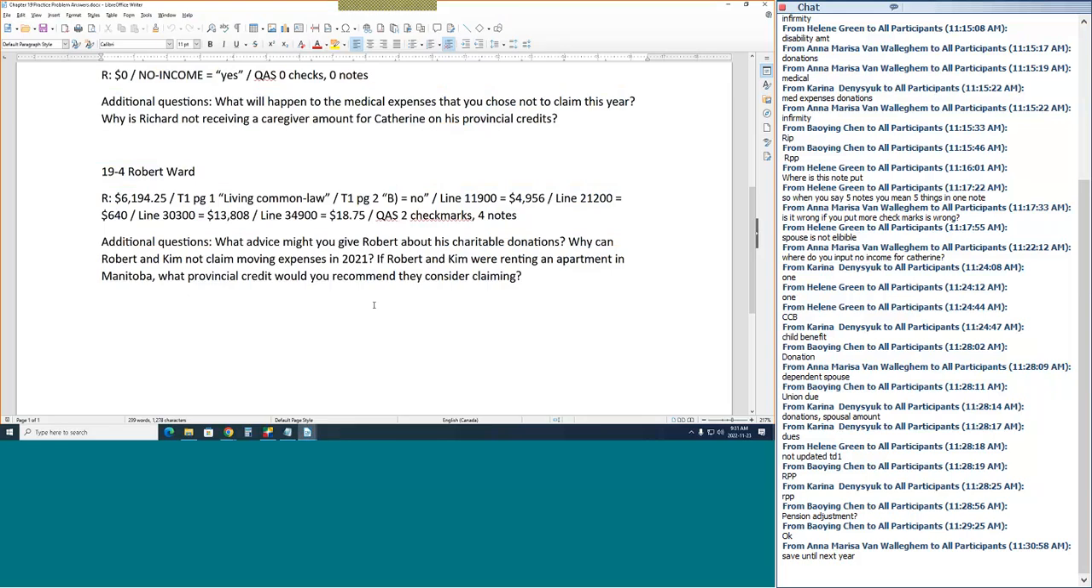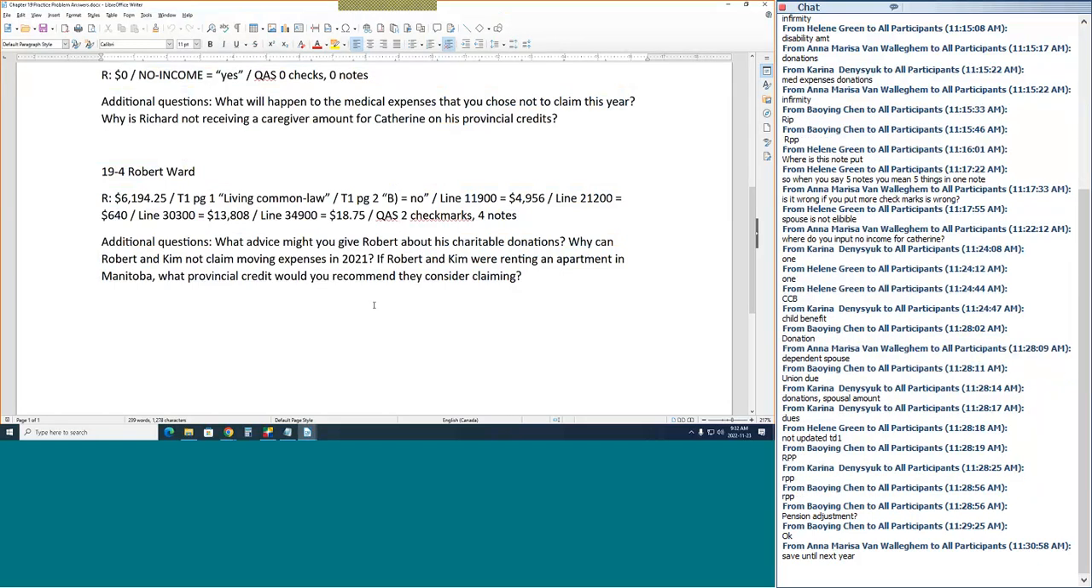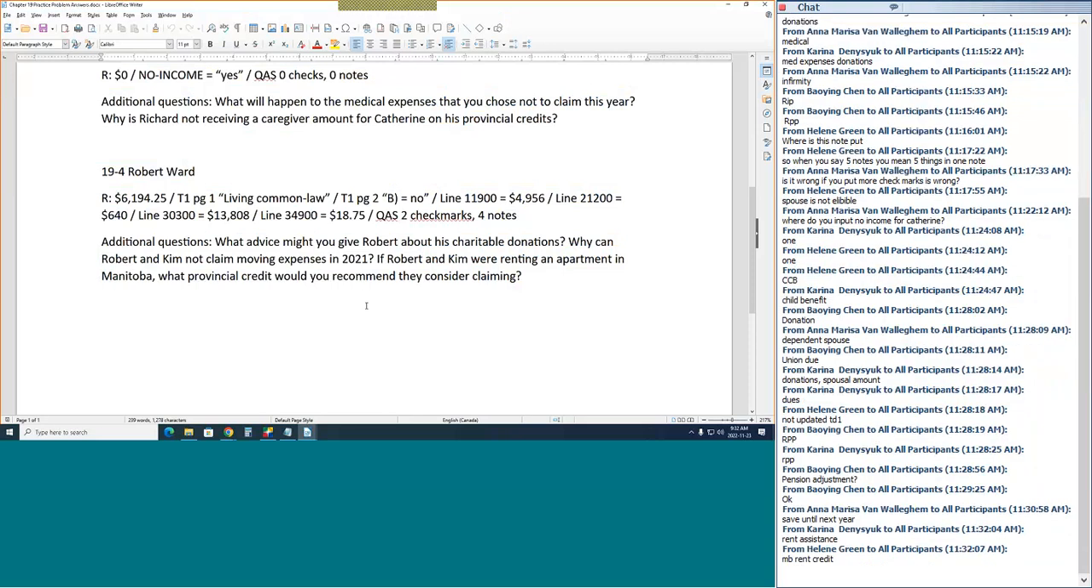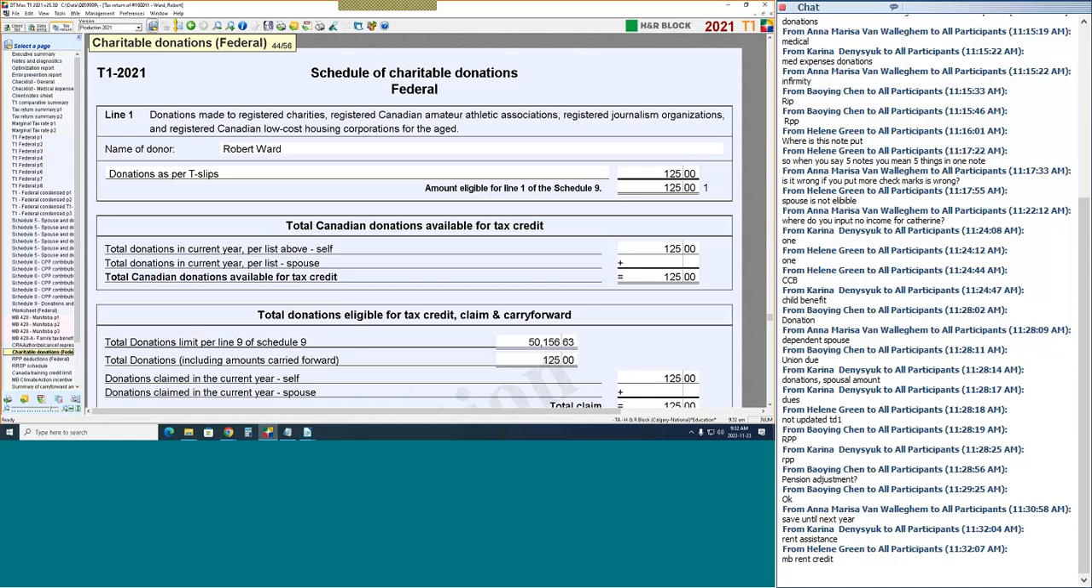Let's look at another question that I had there. If Robert and Kim were renting an apartment in Manitoba, what provincial credit would you recommend that they consider claiming? So Karina, you're thinking in the right direction, but not rent assistance. We're going to call it the rent credit. Rent assistance you apply for if you're low income, but the rent credit or the education property tax credit, to be correct, probably applies to them if they're renting here.